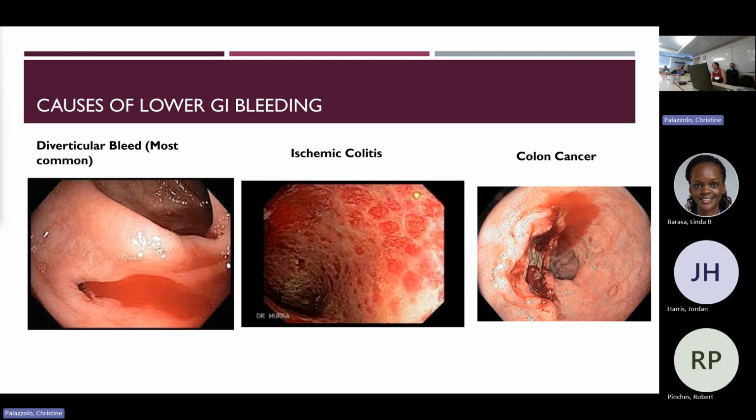Then we have ischemic colitis. You kind of get this very generalized pattern, almost like a blotchy kind of appearance. Important to biopsy these types of things because they can differentiate, obviously, ischemic versus more signs of inflammatory bowel disease. Colon cancer is a huge one, right? That's one that we really want to rule out, and especially in patients who have never had a colonoscopy, and we don't have any sort of luminal evaluation.